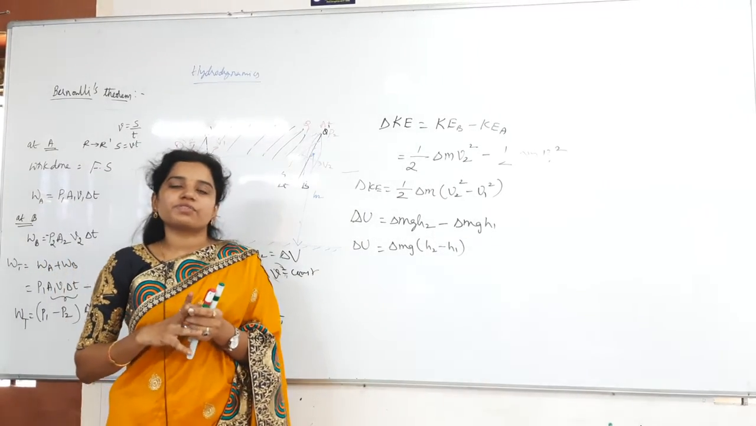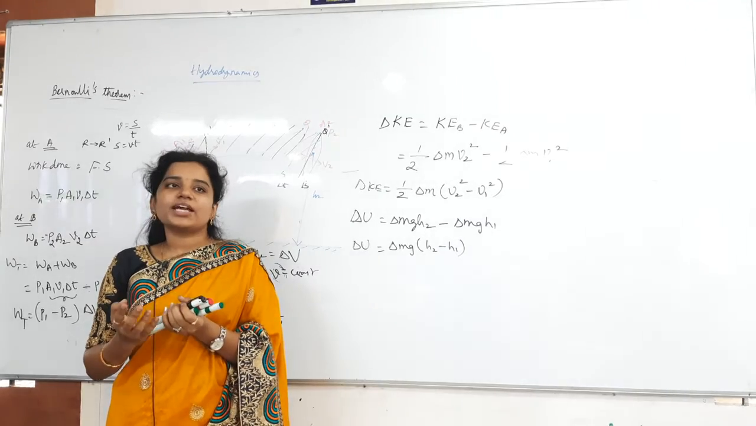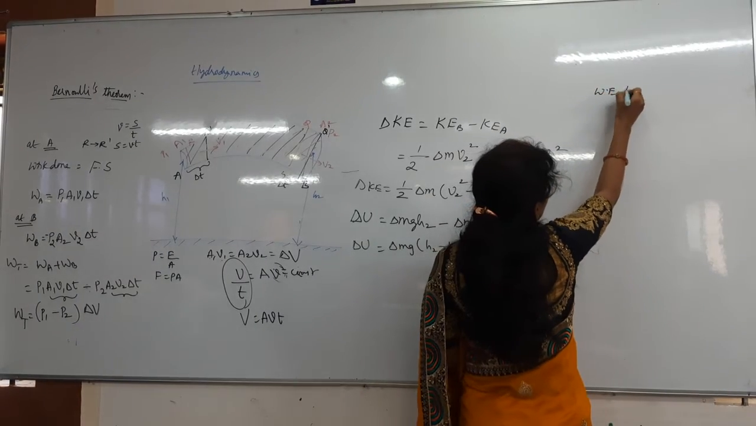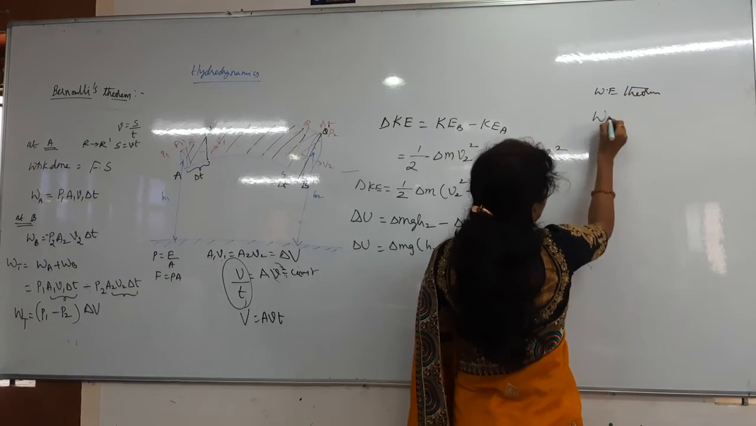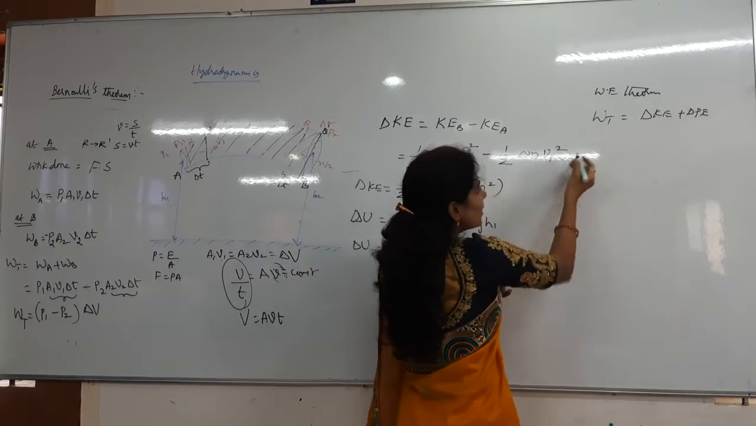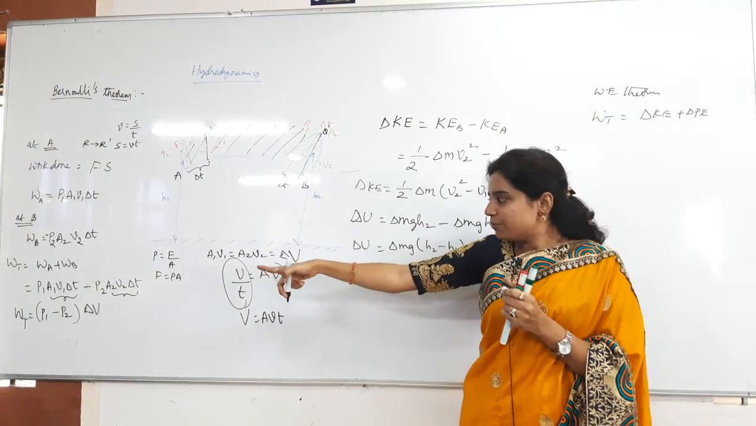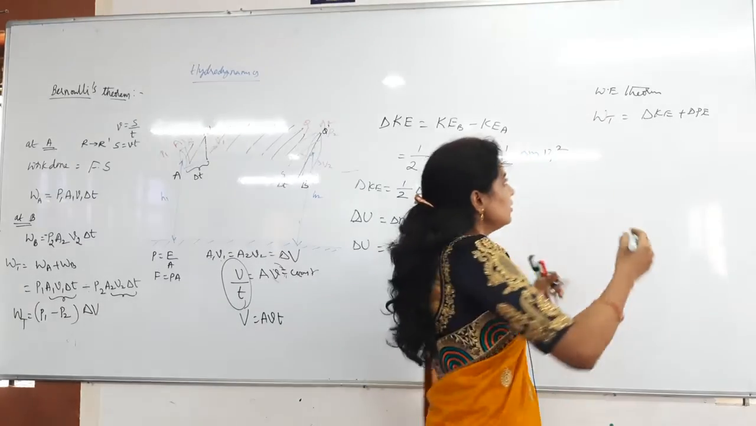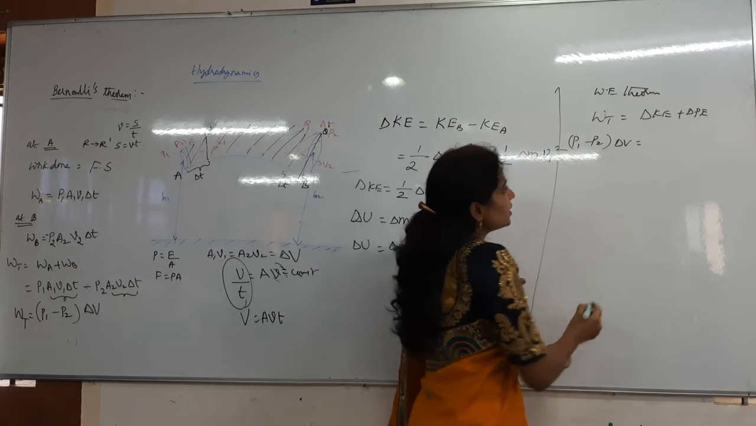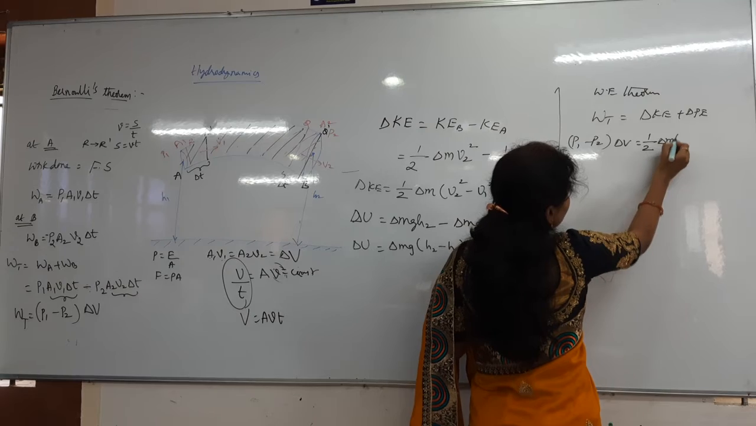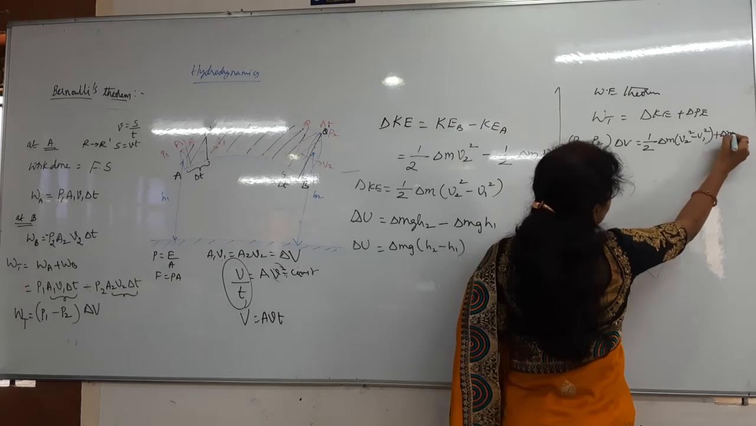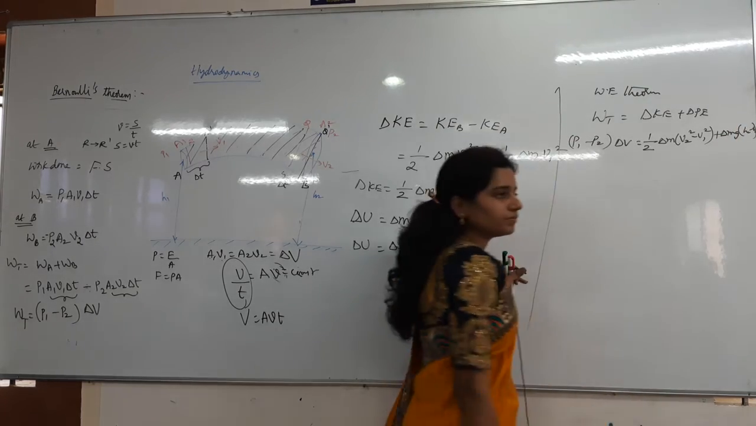Now our total work done, from the work energy theorem, what can I write? Change in kinetic energy plus change in the potential energy. So from the work energy theorem, the total work done is equal to delta KE plus delta PE. So total work done, what is the formula we got? P1 minus P2 into delta V. So P1 minus P2 into delta V is equal to the change in kinetic energy, half delta m into V2 square minus V1 square, plus potential energy, delta m g into h2 minus h1.